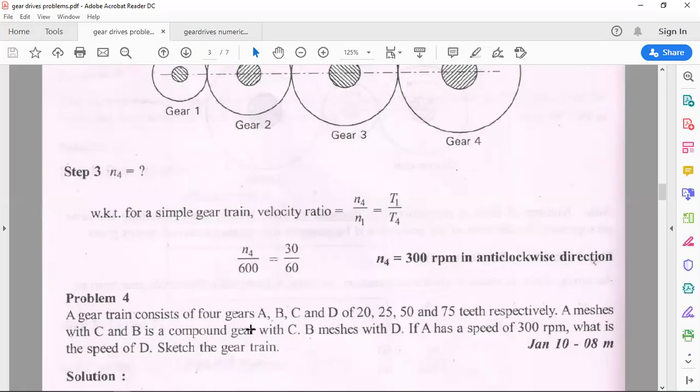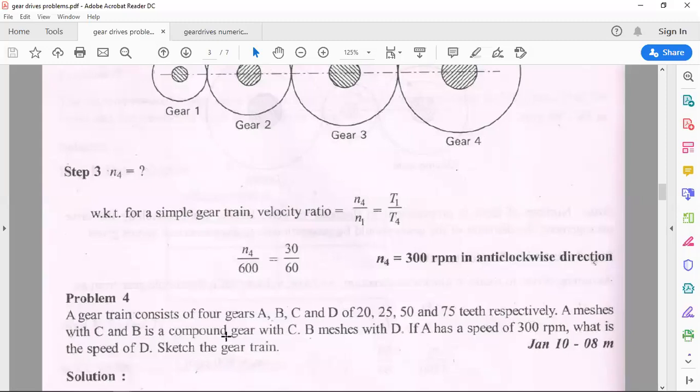It means, what kind of gear train is it? Is it a simple gear train or a compound gear train? That we need to identify. If on any shaft there is more than one gear, then it is called a compound gear train. Because we know that a simple gear train has only one gear on each shaft. In this case, B and C is a compound gear, meaning B and C will be on the same shaft. So on one shaft there are 2 gears. It means that it is not a simple gear train, it is a compound gear train.